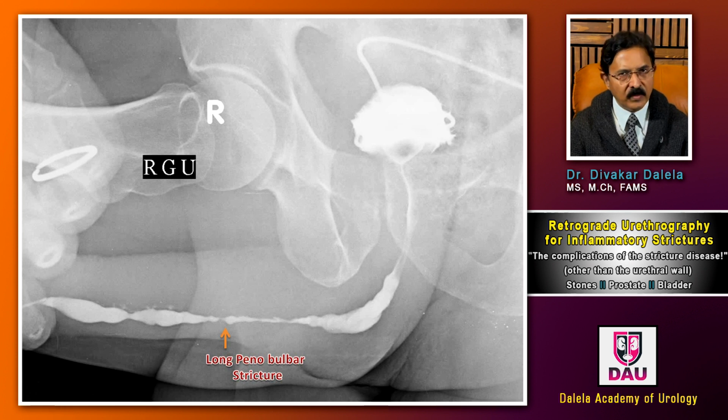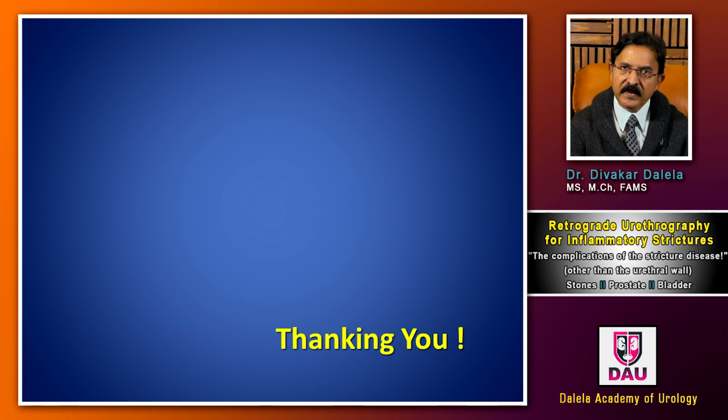So that's how I talked to you about some complications related to the prostate, some complications related to the proximal urethral lumen where stones formed, and some complications in the bladder which result because of inflammatory stricture and which are visible to you in RGU films.